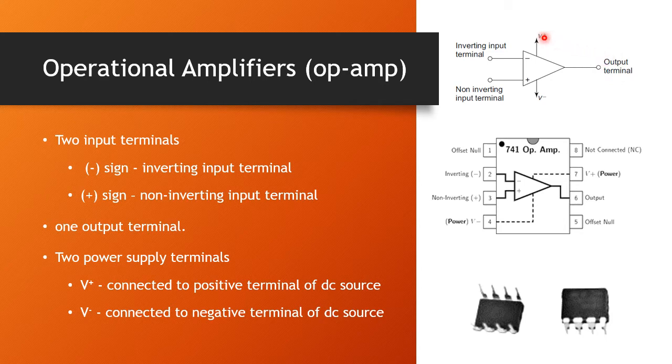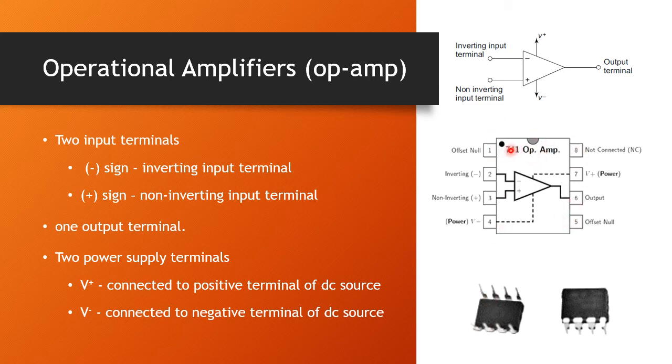Here V plus and V minus: in order to power this op-amp IC, we need an external DC source. For that, plus or minus 12 volts is connected here. And now this is the IC 741 op-amp circuit. The number of pins is 8. For example, we have taken the 741 op-amp.